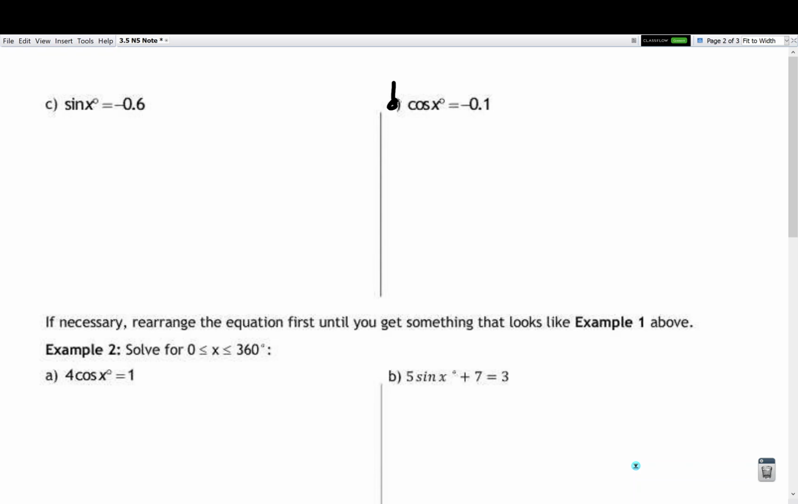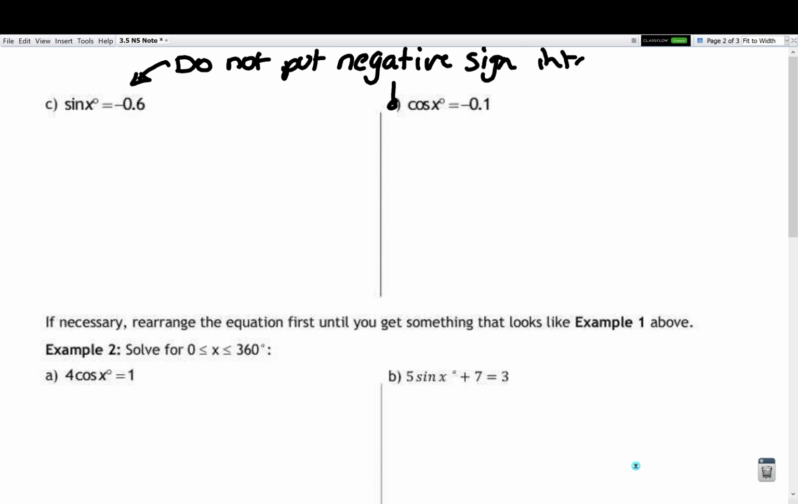Now we're going to look at solving when it's equal to a negative value. Fundamental when we use our calculator for this, write this at the side: you do not put the negative sign into your calculator. The negative is only there to tell us what quadrant our angles are going to be in. We don't actually use it to find the size of the acute angle.